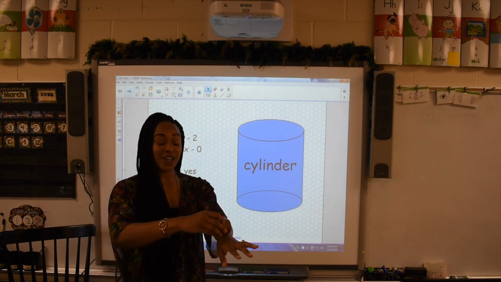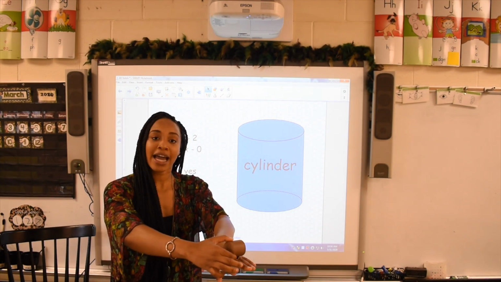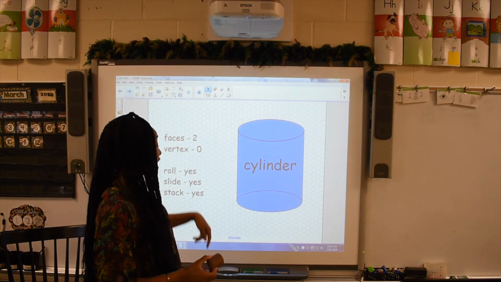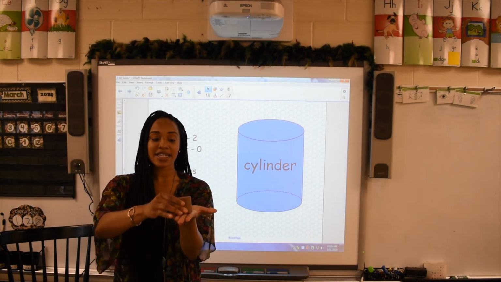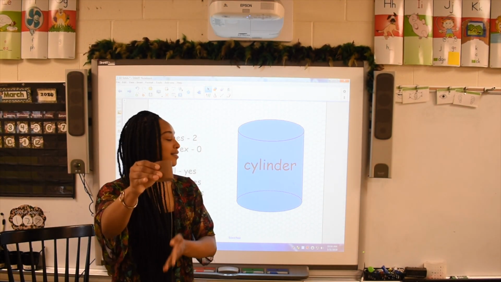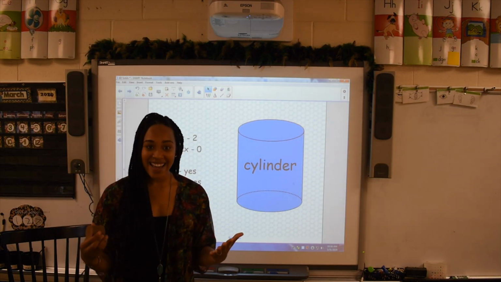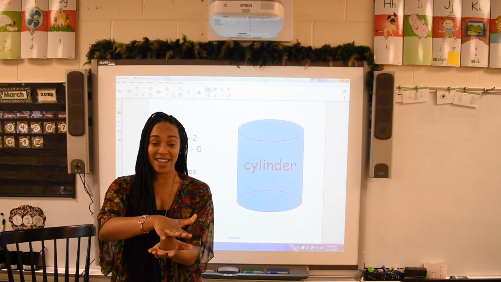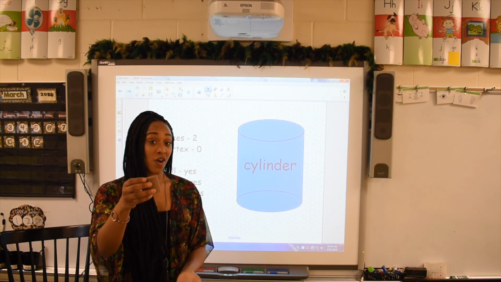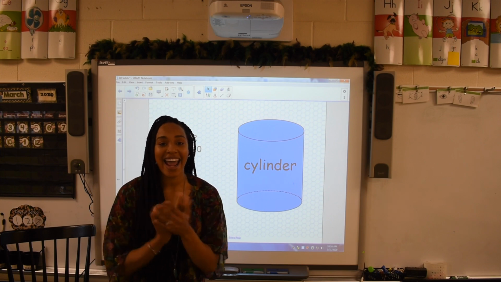Can it roll? It sure can because it doesn't have any edges. I know it can roll. Can it slide? I know it can slide because it has a flat face. And can it stack? Yes, because it has those flat faces. So this cylinder is actually pretty cool because it can roll, slide, and stack.